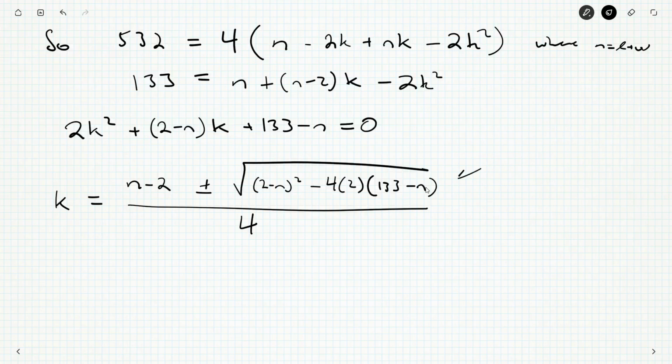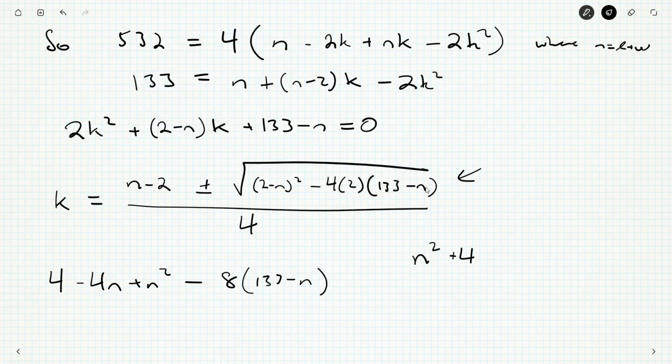Alright, so let's take a look at this discriminant in here. So that's going to be 4 minus 4n plus n squared minus 8 times 133 minus n. So that's going to have to be n squared plus 4n. And then 4 minus 8 times 133. So it should be minus 1060. Weird numbers. There's a lot of weird numbers here today.